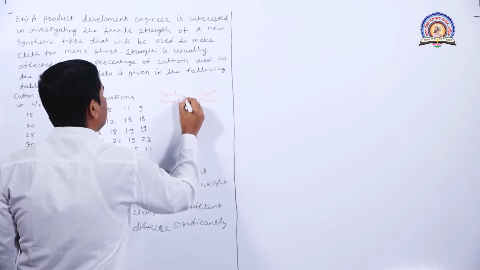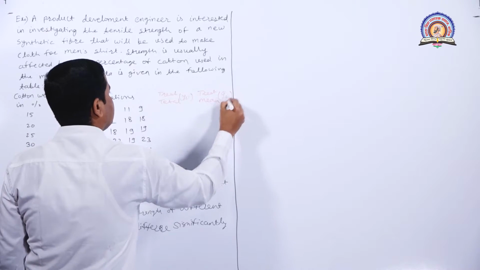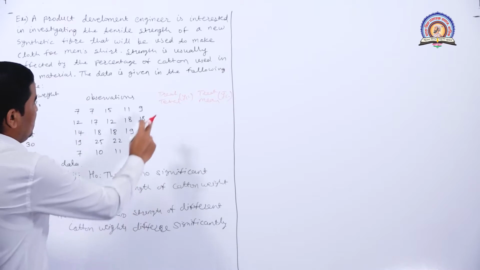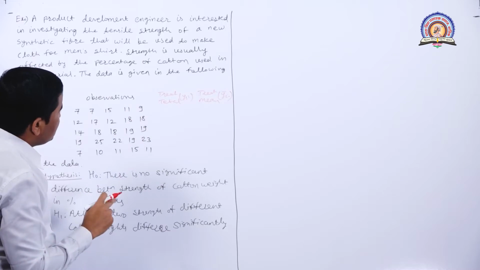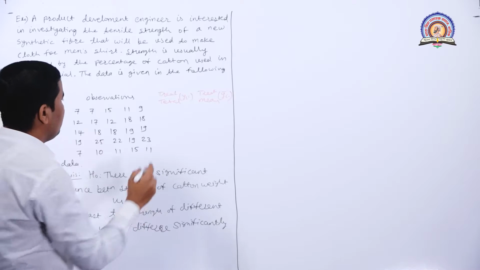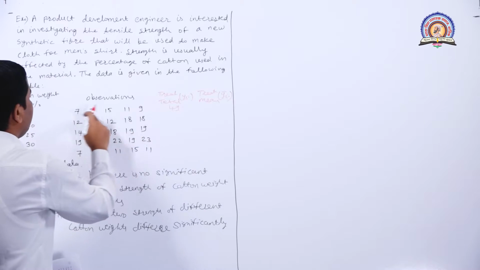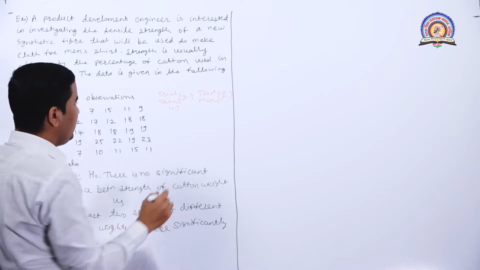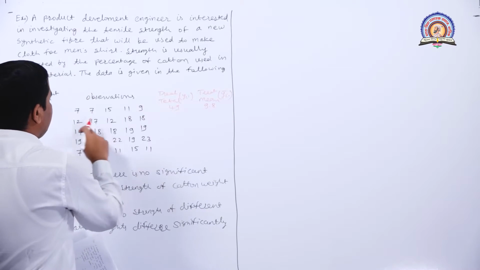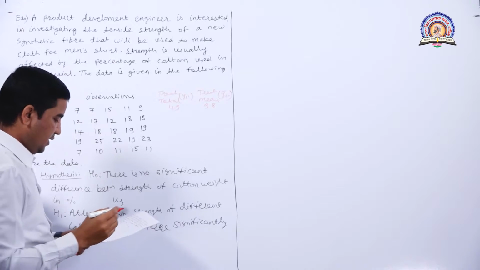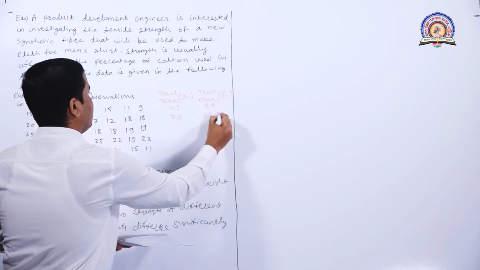Treatment total is usually denoted by yi dot and treatment mean is usually denoted by y bar i dot. Treatment total y1 dot means 7 plus 7 plus 15 plus 11 plus 9, which becomes 49. And the mean, y bar 1 dot, is 49 divided by 5, which is 9.8. Similarly, y2 dot is the addition of these 5 observations, which is 77, and its mean, 77 divided by 5, is 15.4.